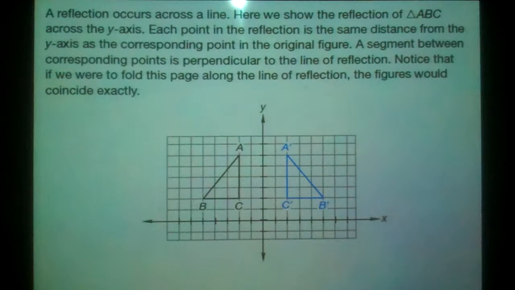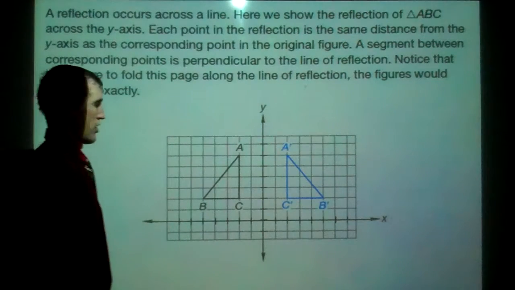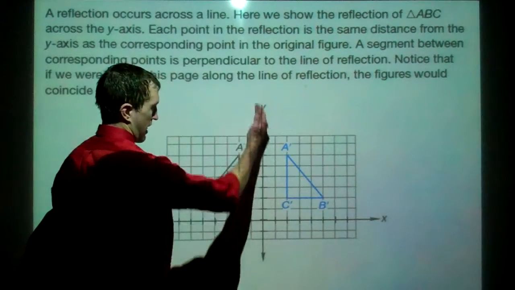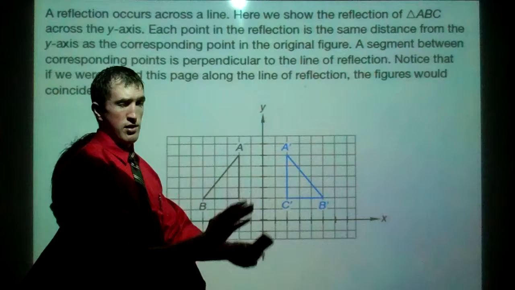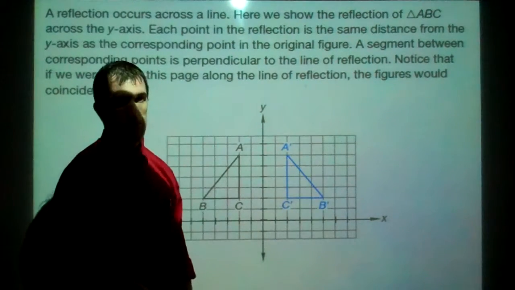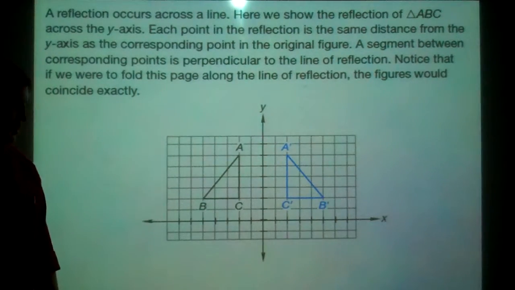Alright, so a reflection, that's the first one we talked about. It occurs across a line. And it says here we show a reflection of triangle ABC across the y-axis. So here's our line of reflection here. That would be the thing that you would fold if you wanted to overlap these two shapes. A couple things we want to notice here.